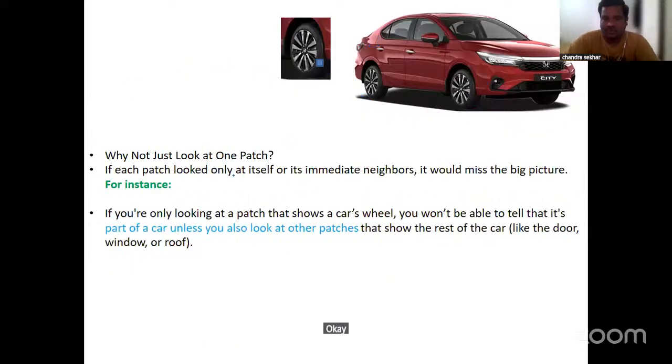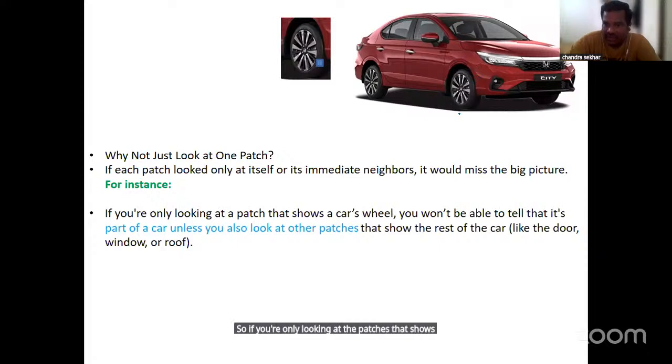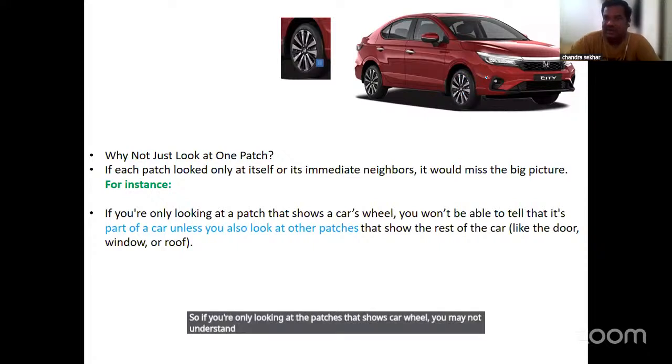Okay. So if every patch looked only at itself or immediate neighbors, it may not capture the context better. So if you're only looking at patches that show a car wheel, you may not understand whether it's a car wheel or a bike wheel.